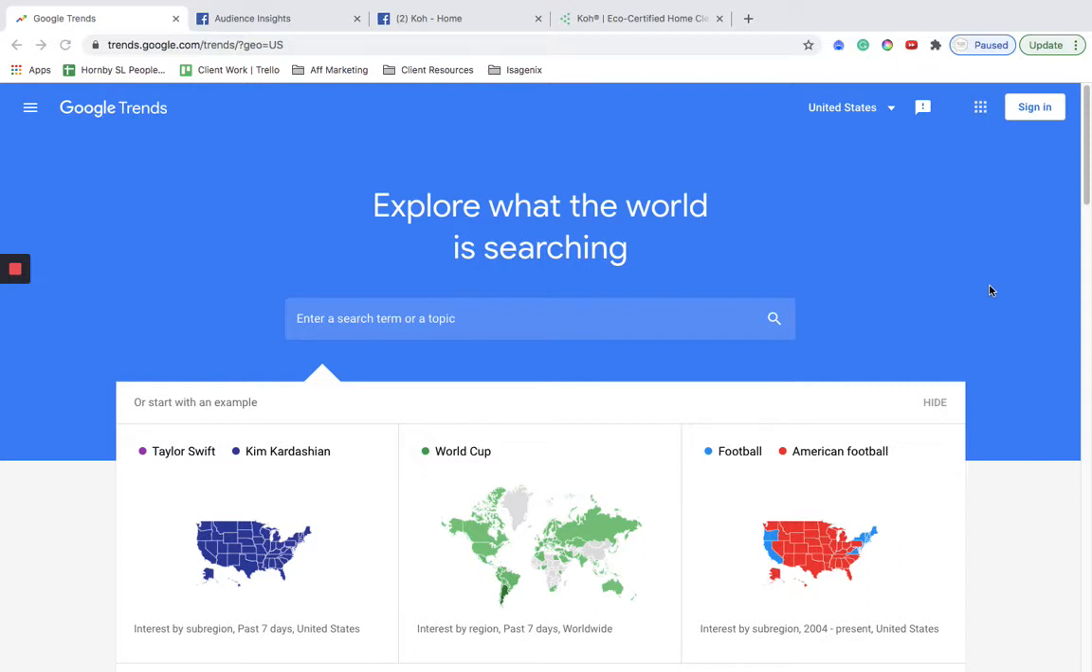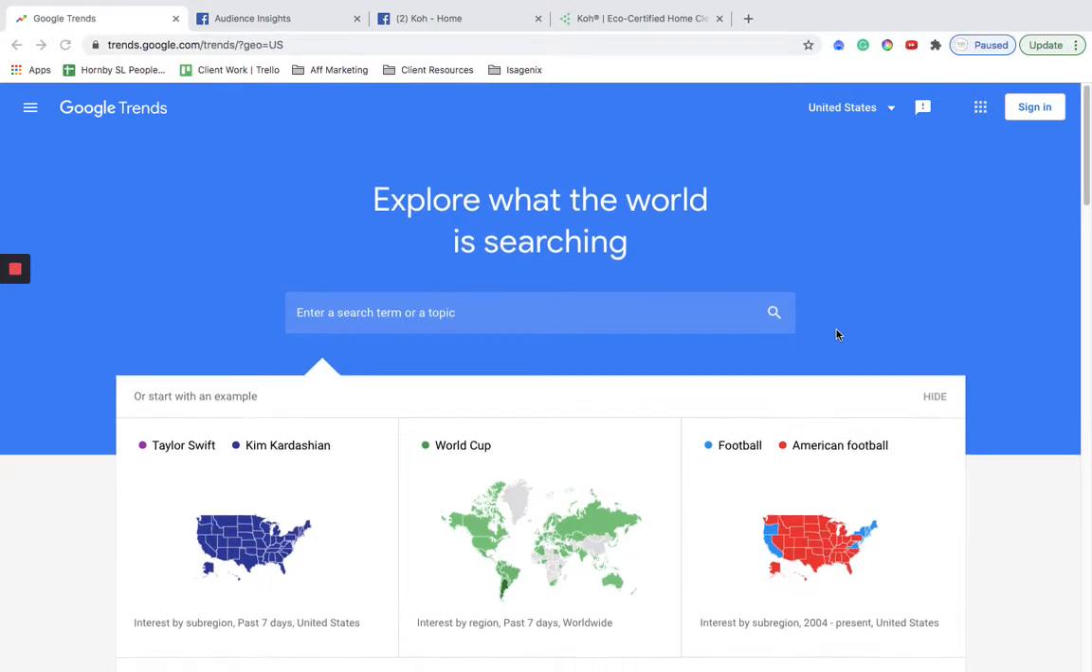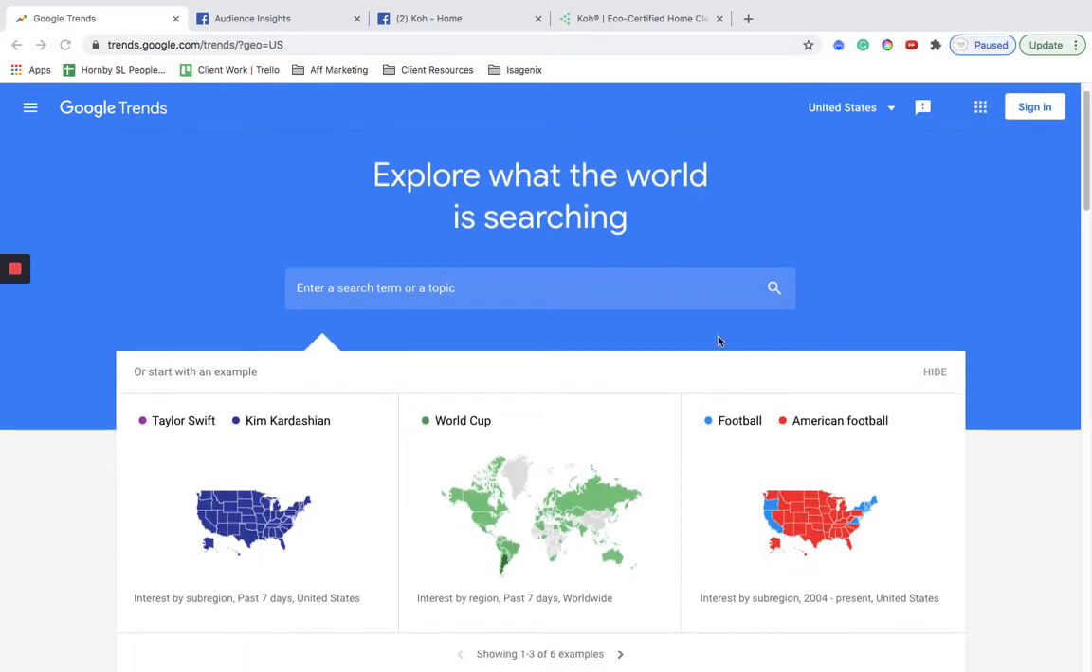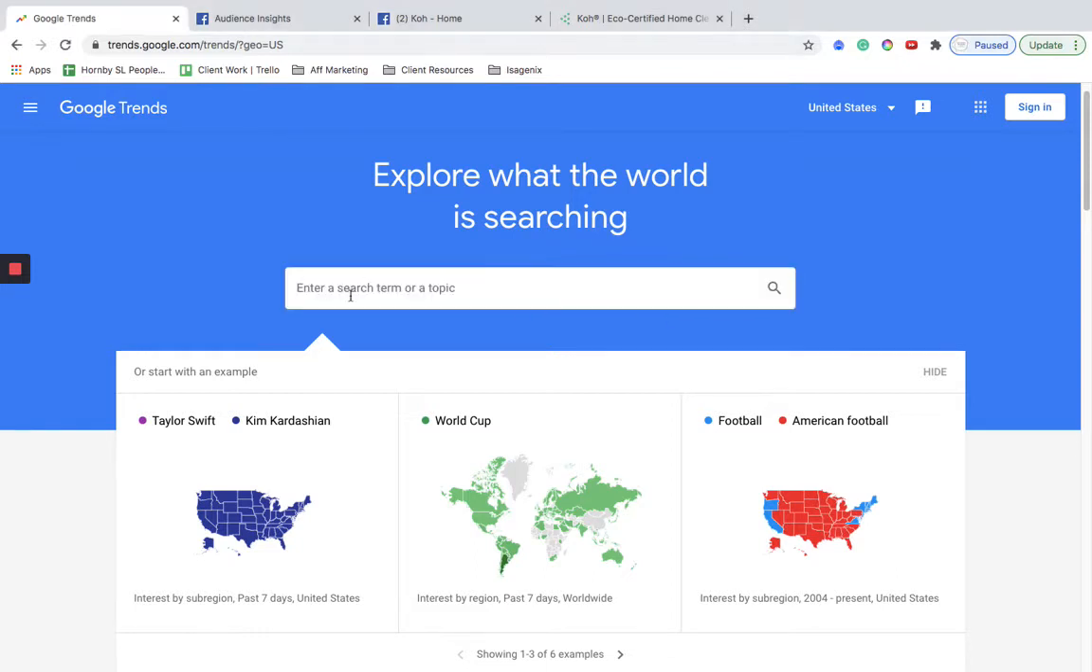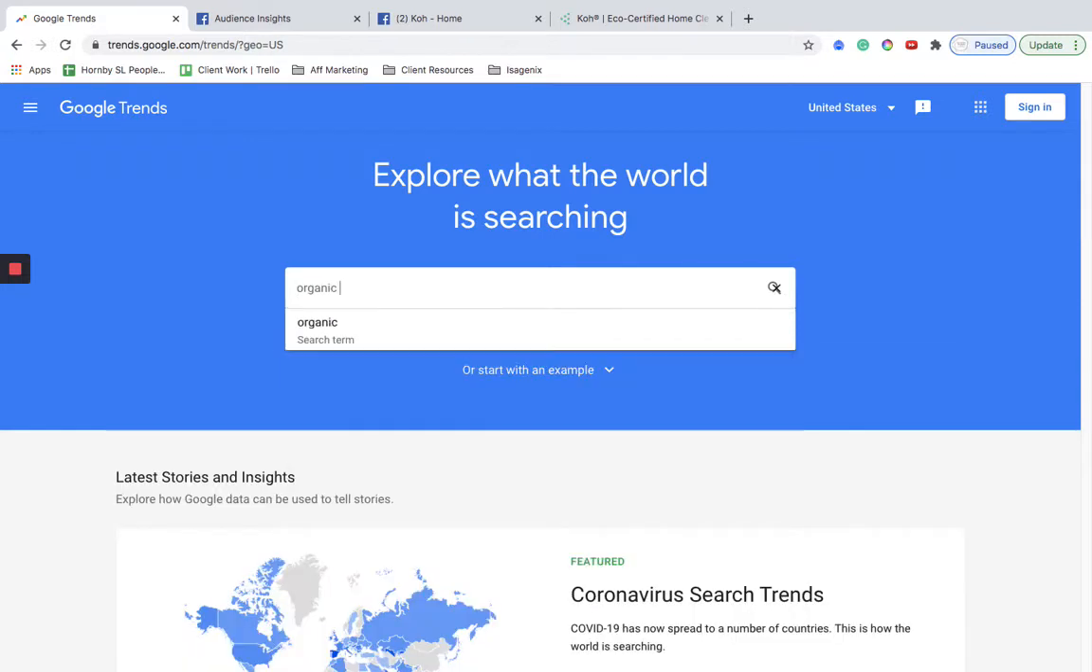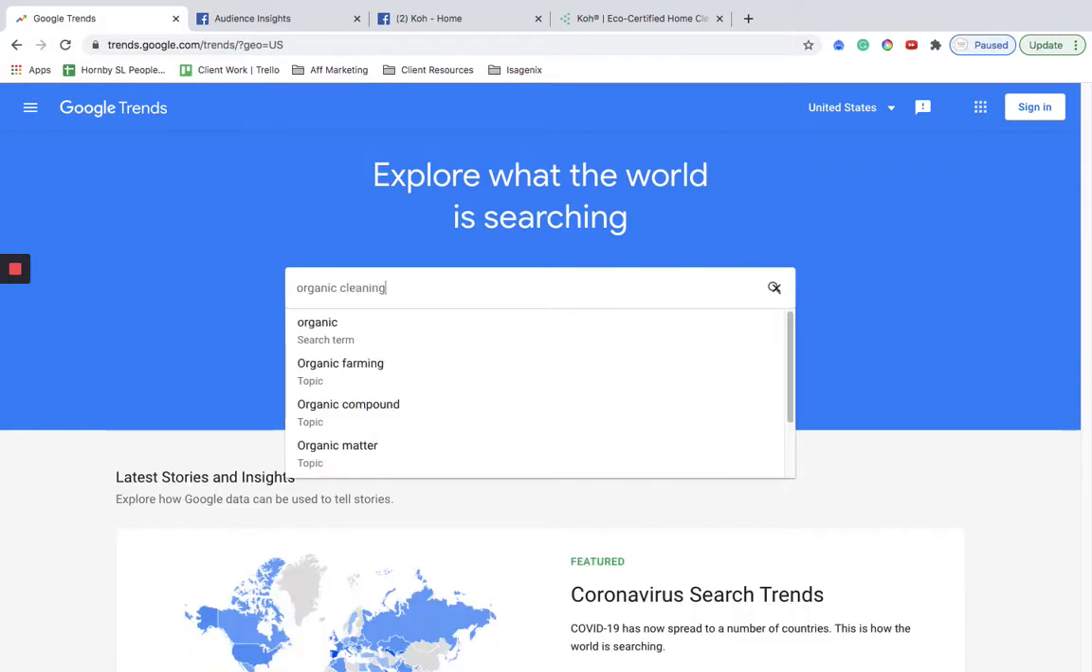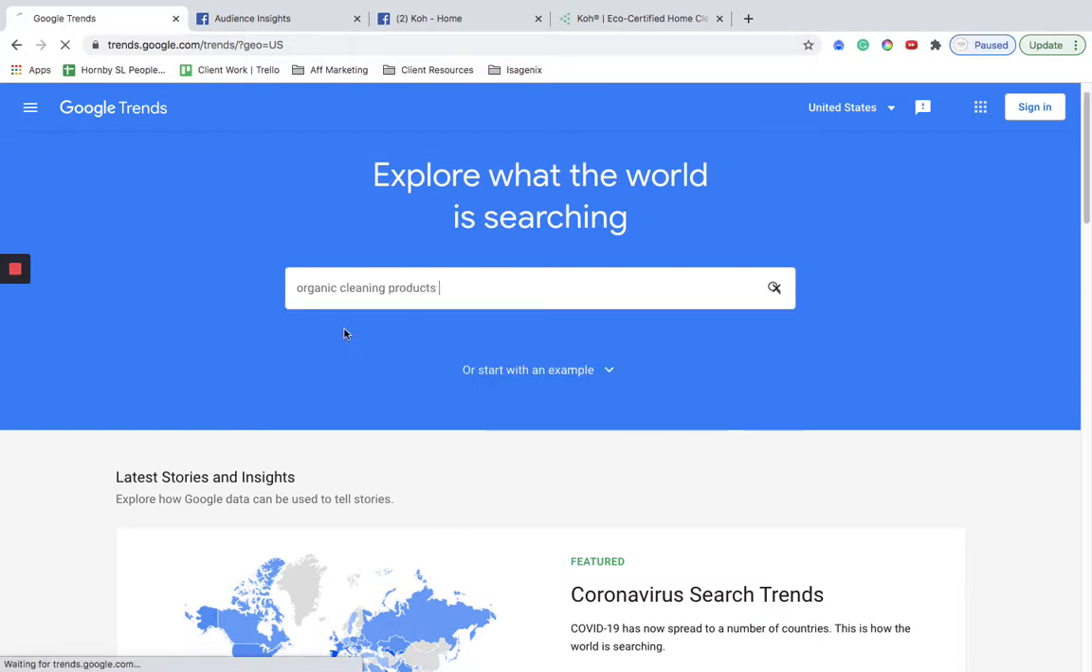So first things first, I always start off with Google Trends. And for this example, I'm going to look at organic cleaning products. So what I do is I enter in a search term or topic. So I go to trends.google.com and then I look at organic cleaning products, and I click the search term.